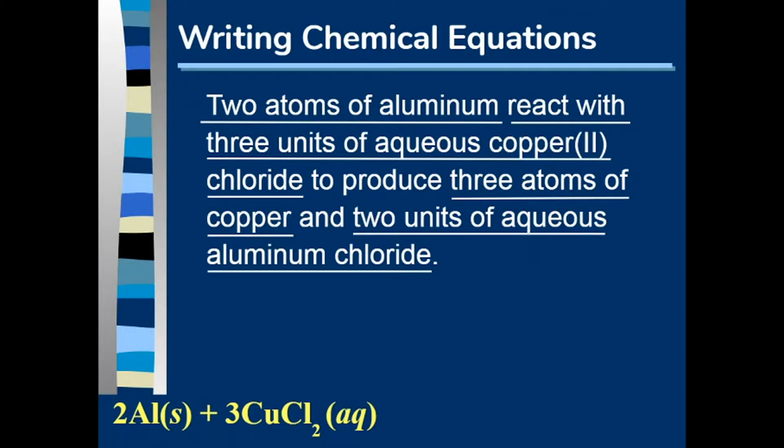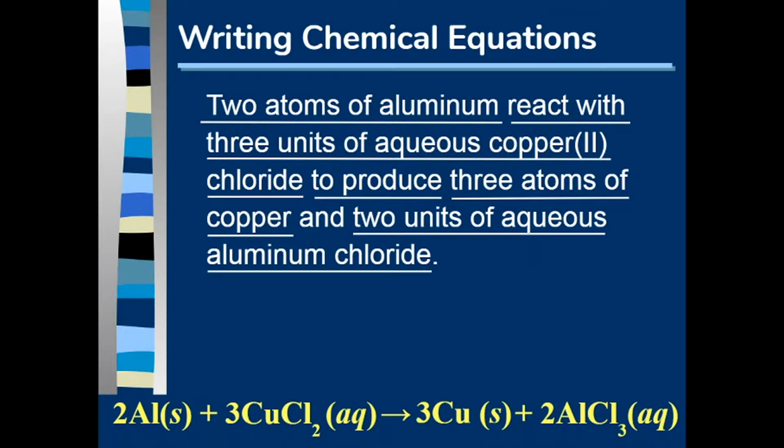To produce, there's my arrow. 3 atoms of copper. So again, the 3 atoms, the coefficient, and copper is a solid. And 2 units of aqueous aluminum chloride. So the 2 is my coefficient. For aluminum chloride, I have to balance my charges. Aluminum has a 3+ charge. Chlorine has a 1-. So my formula is AlCl3.